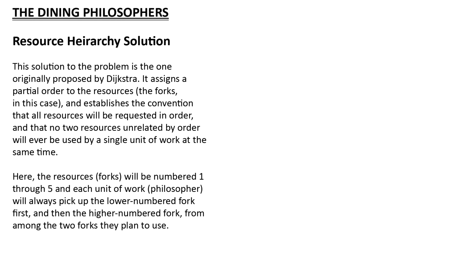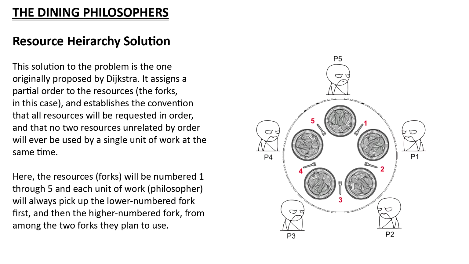Now, let's talk about the resource hierarchy solution. This solution to the problem is the one originally proposed by Dijkstra. It assigns a partial order to the resources and establishes the convention that all resources will be requested in order, and that no 2 resources unrelated by order will ever be used by a single unit of work at the same time. Here, the resources will be numbered 1 through 5, and each unit of work will always pick up the lowest numbered fork first, and then the higher numbered fork, from among the 2 forks they plan to use.